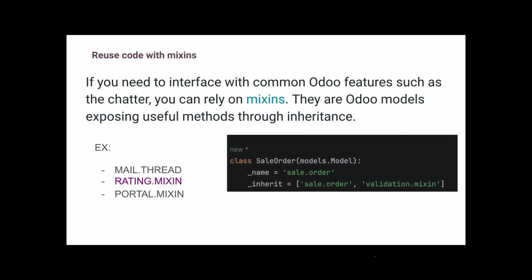They are abstract models with fields and methods with common functionality to add to models in the system. For example, mail.thread adds the chat and the followers to documents, or portal mixin to define common functionality. In this video, we will create a mixin to define validation and reuse it in a very simple way. Let's go create the mixin.